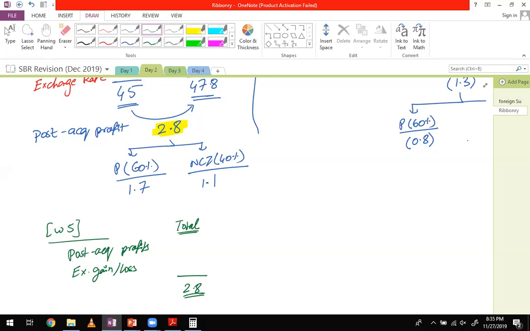Now, we were discussing that 2.8 of the profit is the total one. This includes the share of the parent, this includes the share of the NCI, this includes the impact of the post-acquisition profits, and this includes the impact of the exchange gain or loss.